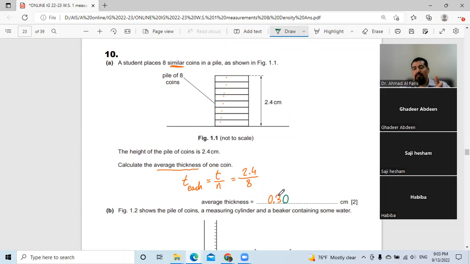Why 0.30? Sometimes you lose a mark on the mark scheme because we have to write the answer to 2 or 3 significant figures. Bravo. So the answer is supposed to be 2 or 3 significant figures. So 0.30, not 0.3, and it's written centimeter.